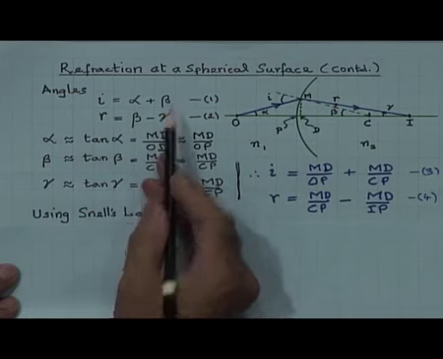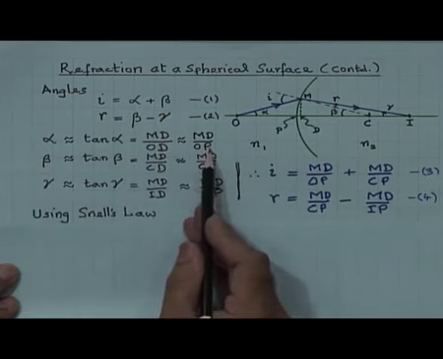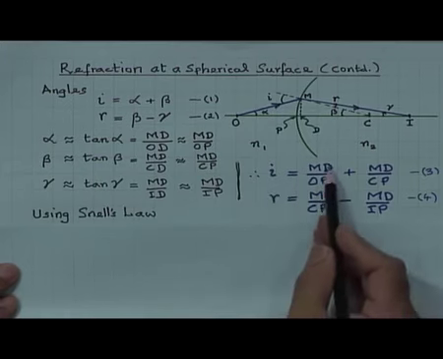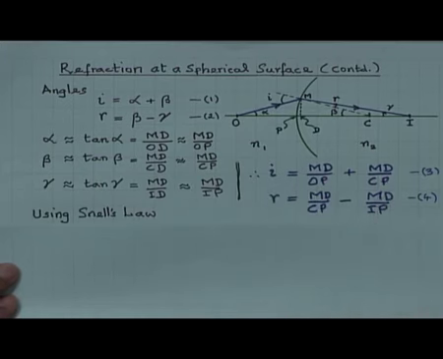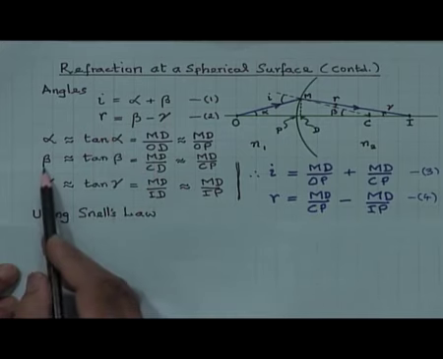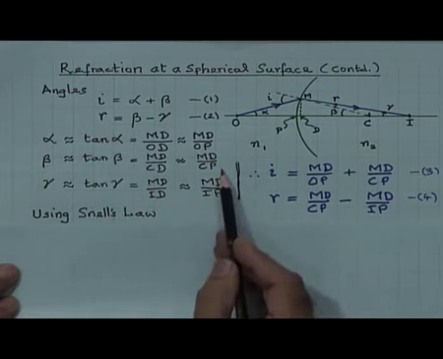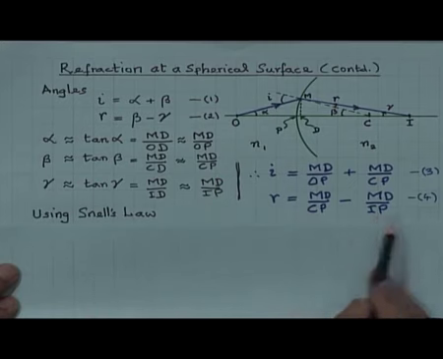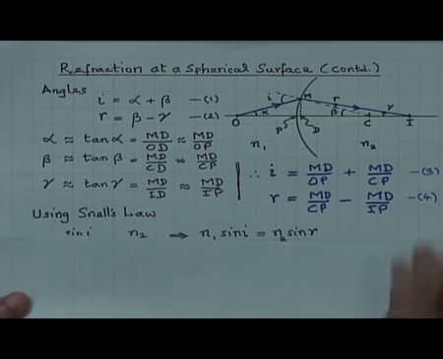And therefore, the angle i is given by i is equal to alpha plus beta, which means alpha is MD by OP, beta is MD by CP. So, i is equal to MD by OP plus MD by CP, and angle r is equal to beta minus gamma, beta is MD by CP minus MD by IP. I have denoted these as equation 3 and 4.